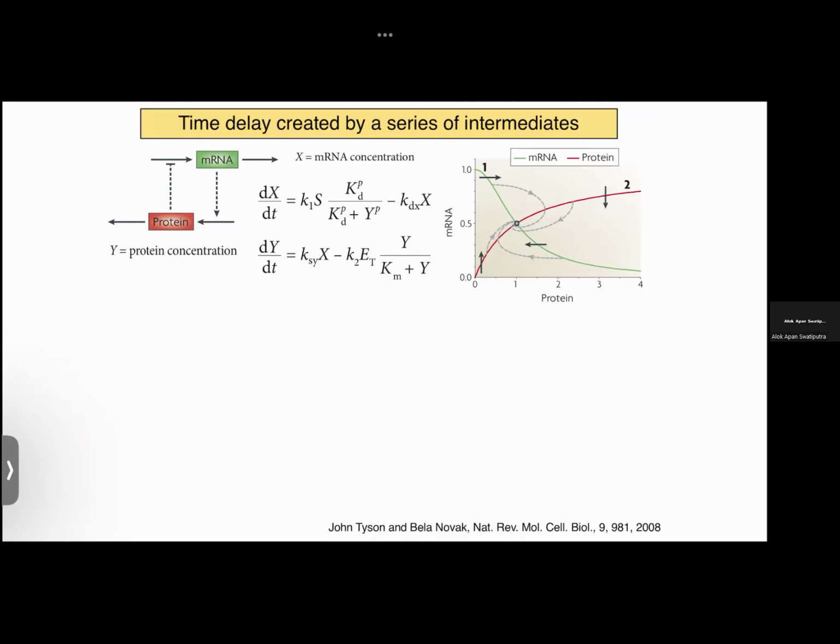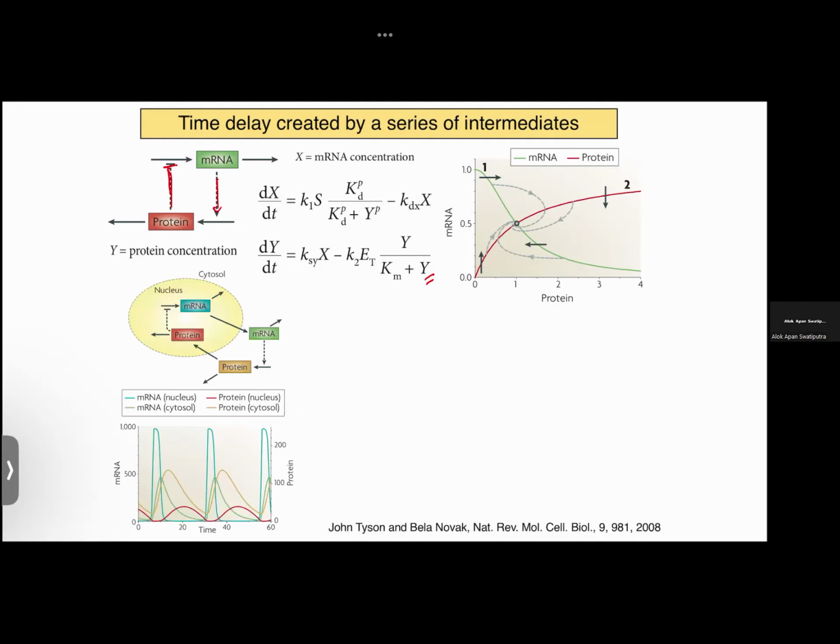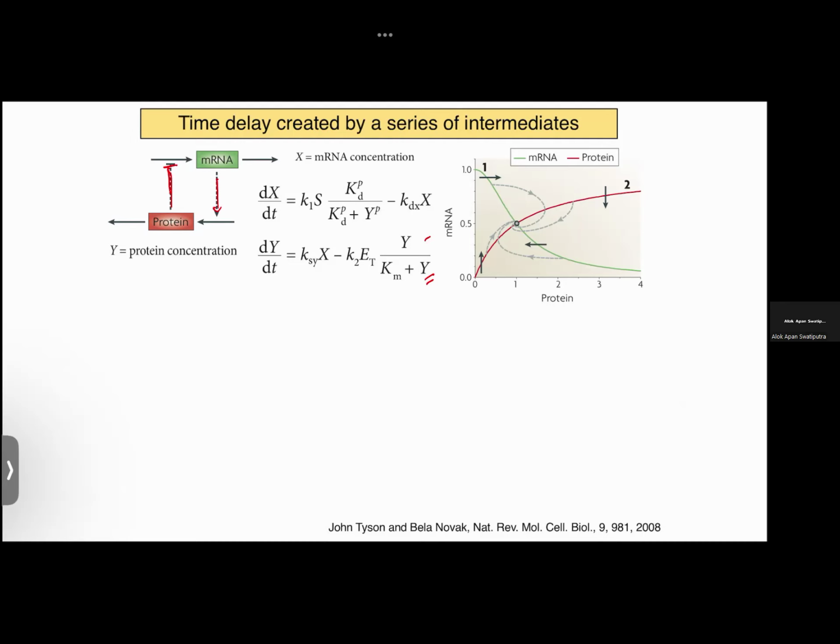Okay? So if you have an mRNA which forms protein, and that protein inhibits the mRNA formation, then you can write equations, and if you just write this particular normal equation, you will again fall back to the homeostatic.